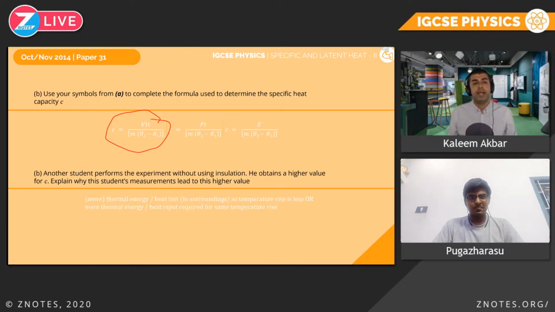And then part B, another student performs the experiment without using insulation. He obtains a higher value for specific heat capacity. Why is the student's measurement higher than it should be? Remember, specific heat capacity is how much energy it needs to raise one substance by 1 degree. If it's not insulated, what's going to happen to the heat energy? It's going to lose the heat. All right? Which means you're either going to have to give it more energy, or more energy is going to be needed to make the temperature the same.